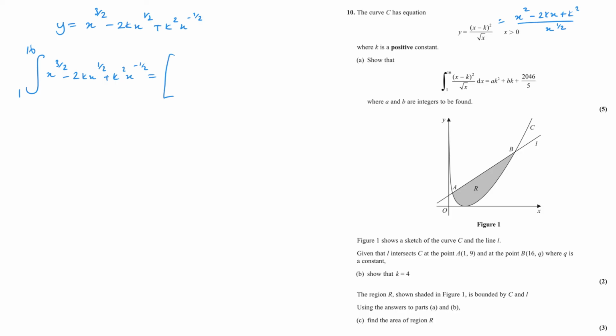So x to the 5 over 2 divided by 5 over 2, so it's times by 2/5, minus kx to the 3 over 2 divided by 3 over 2, so it's times by 2 over 3, so that's 4 over 3. And k to the half divided by half, so it's times by 2k squared. And that's between 16 and 1.